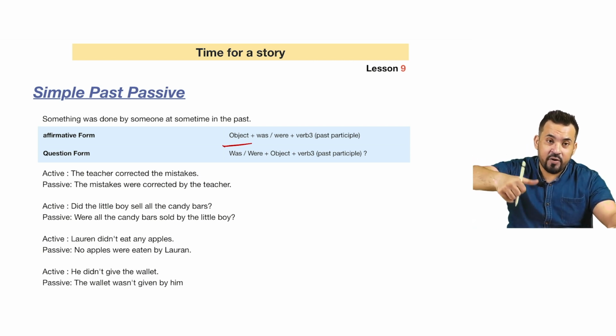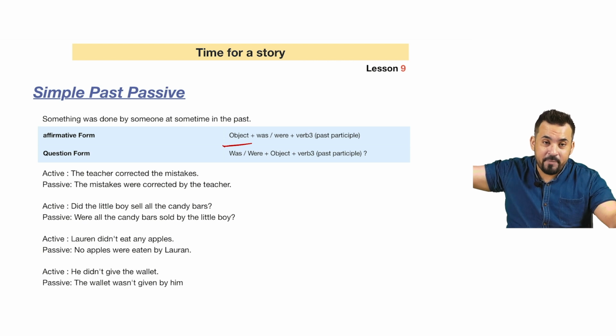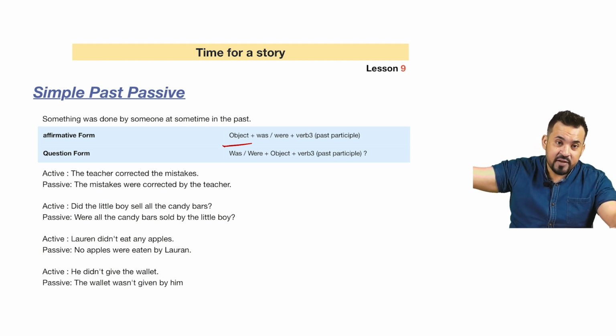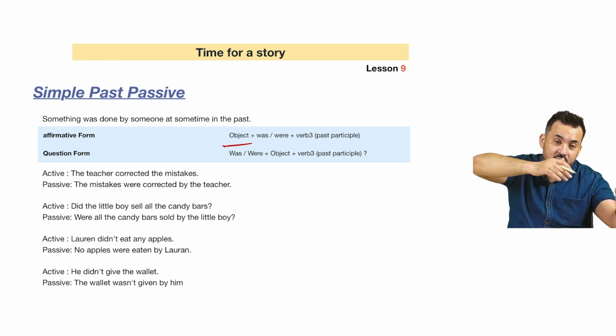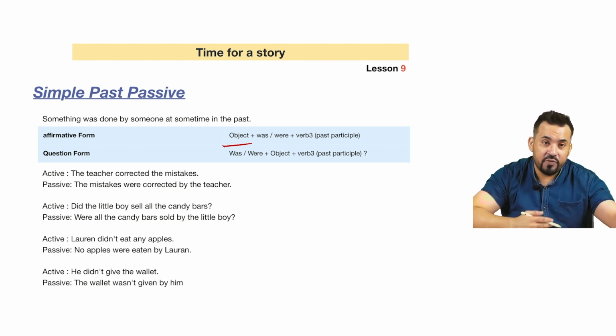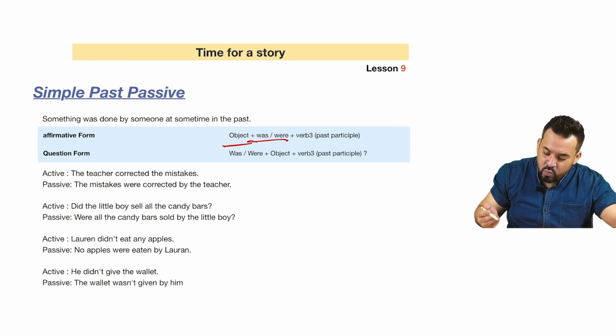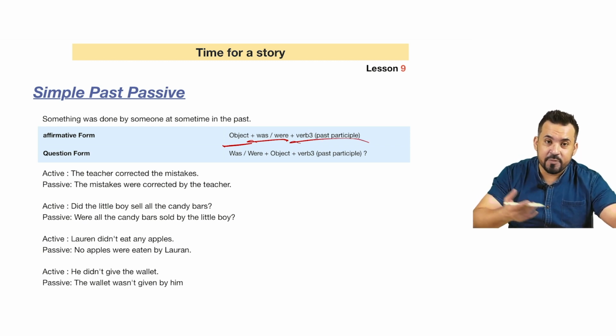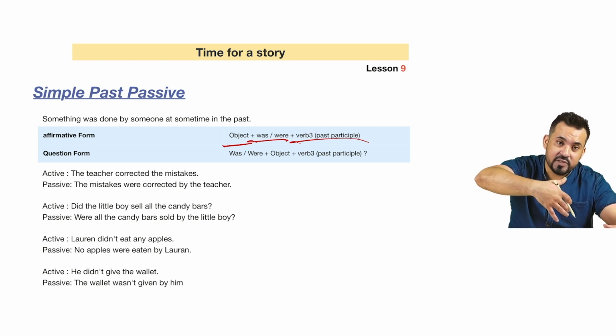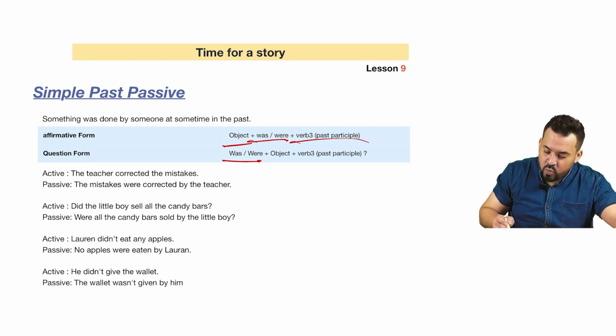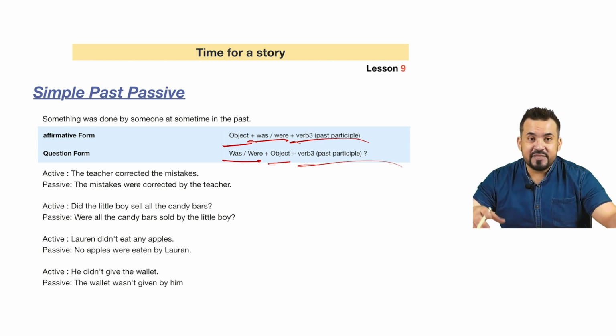The object of the active sentence becomes the beginning part of the passive voice. Object, then we use the past form of the auxiliary, was or were, depending on the subject, and then we will use the past participle, verb 3. Now, if we make a question, we start with the auxiliary as usual, was or were, then the object, then the past participle. Let's take a look at some examples.